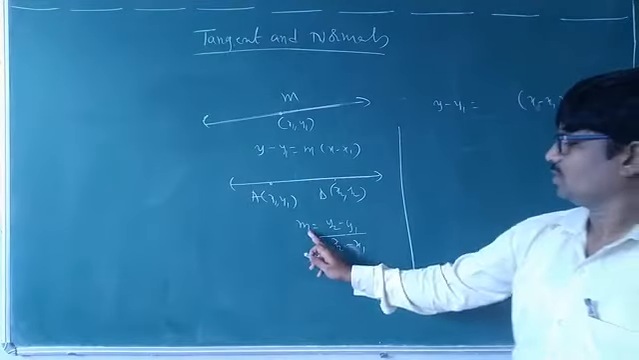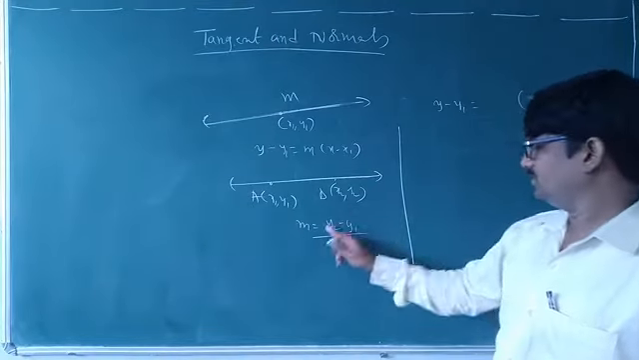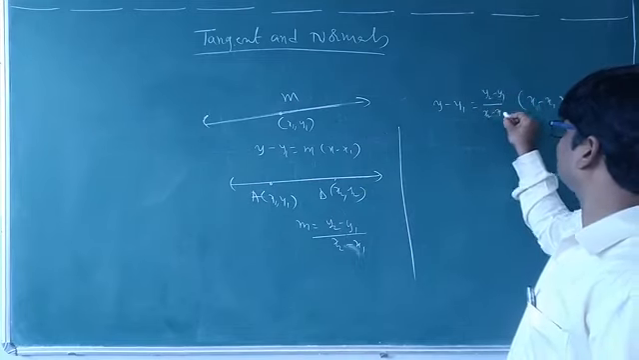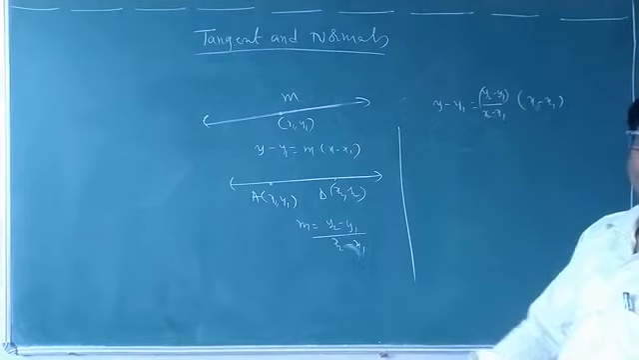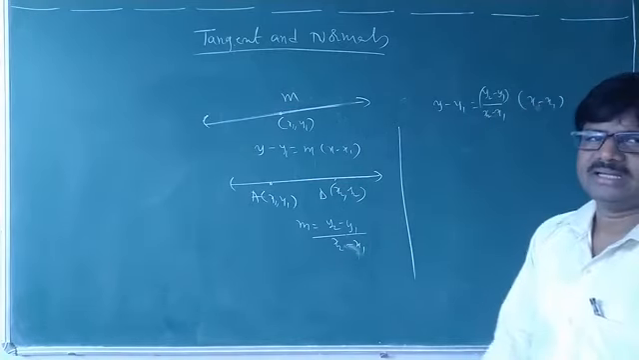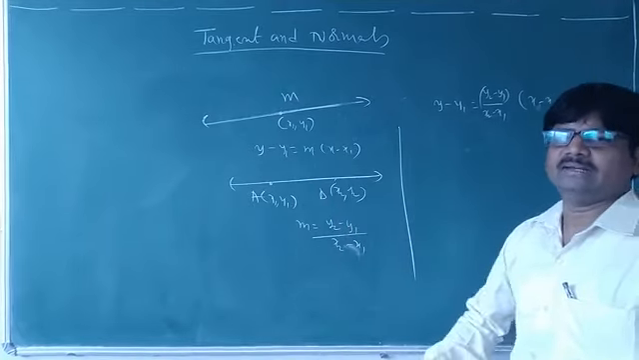M means slope. What is the slope of this straight line? It is y2 minus y1 by x2 minus x1. That is nothing but the slope. So this is about the equation of a line.